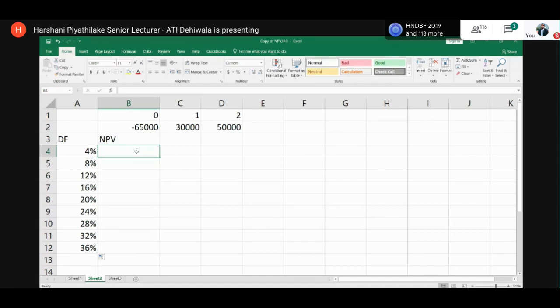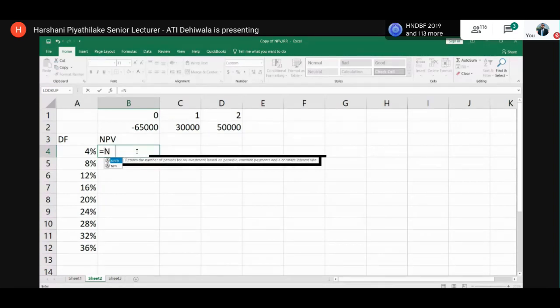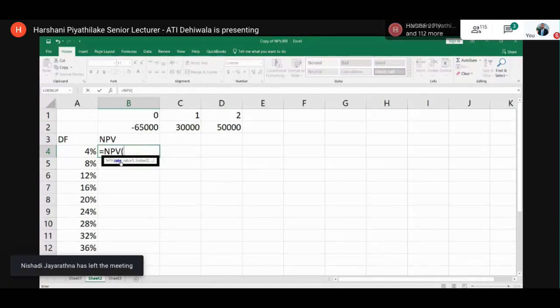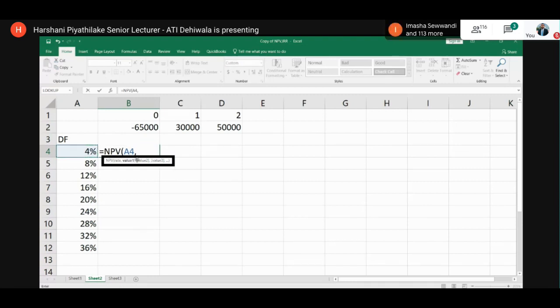Now take NPV for these different discounting factors. Take the NPV formula. Then the rate is this one. We are not going to fix this one. When we copy down the NPV formula, it will change to 4, 8, 12, 16 like this, right? Therefore, keep it as a relative cell reference.